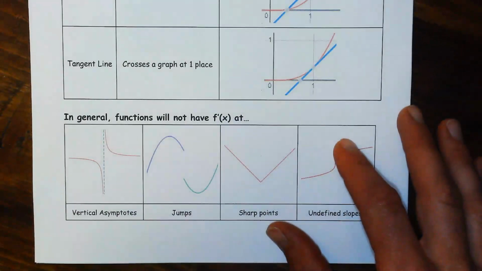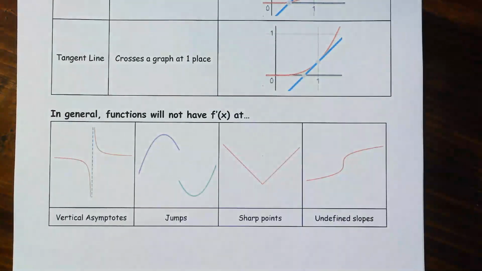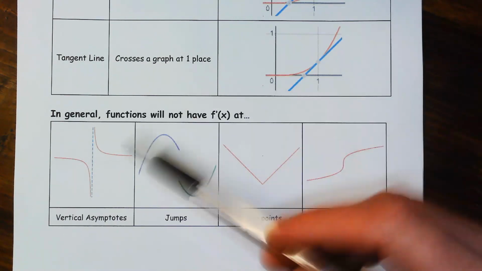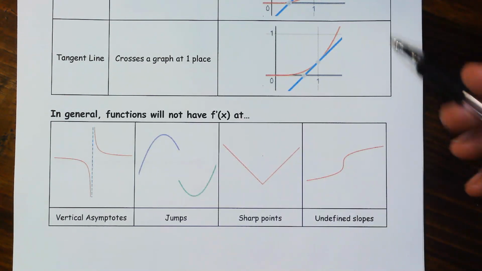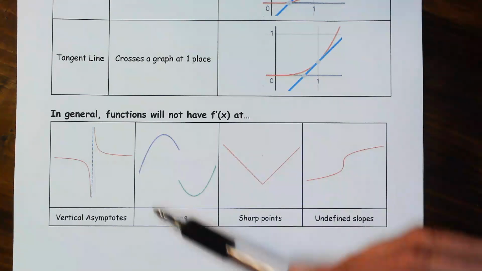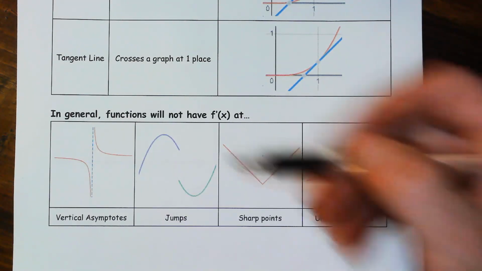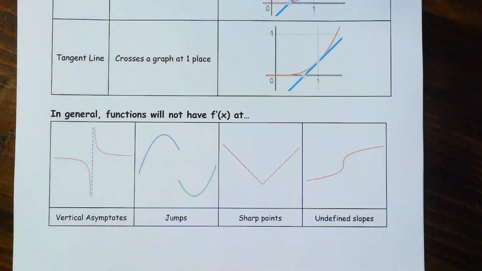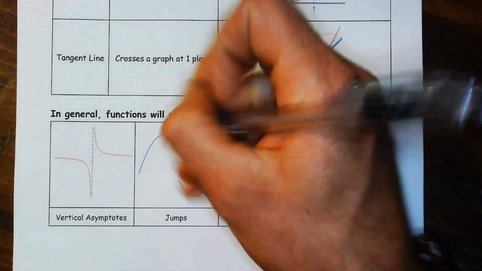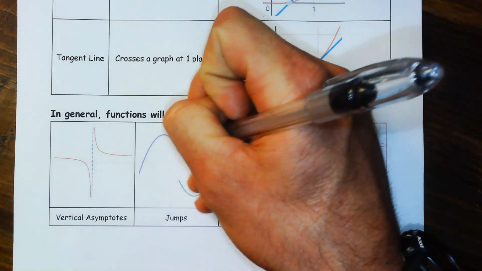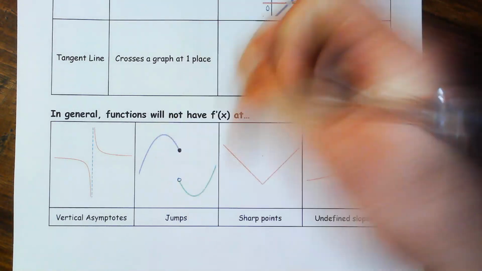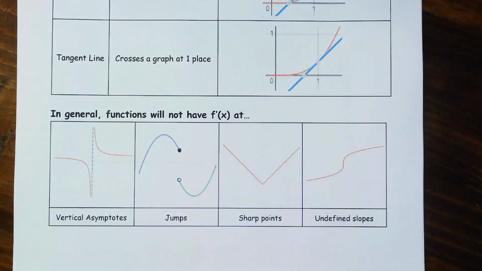And then just a couple potential issues. In general, functions will not have f prime of x, so a derivative, at these 4 things. So if you have a vertical asymptote, they're not going to have a derivative. If you have a jump, so let's say this was a piecewise function with a solid dot and an open dot right there, that's a jump. That's not going to give us a derivative.